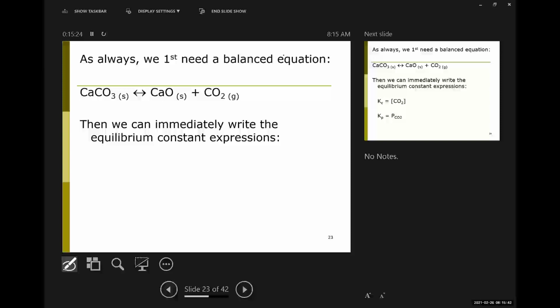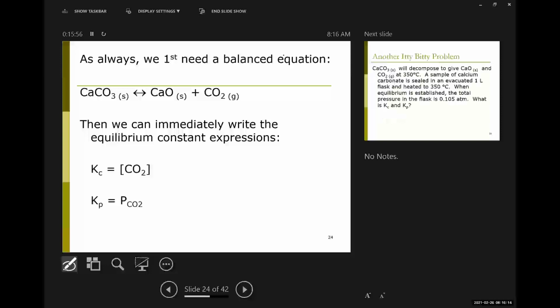The first sentence of my problem essentially stated in words the balanced equation. Calcium carbonate will decompose to calcium oxide, which is a solid, as most ionic compounds are, at moderate temperatures, and good old carbon dioxide, everyone's frenemy these days when it comes to gases. All right, and once I've done that, I can immediately write the equilibrium constant expression and construct my ice chart.